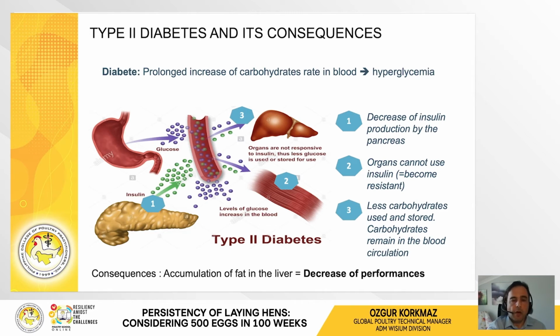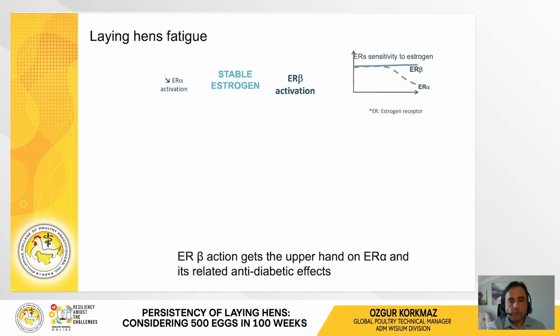Besides, unbalanced feed, especially too much metabolic energy, can come from the corn or the fat. And also they are in cages, they cannot move. It creates diabetes. They become resistant to insulin.